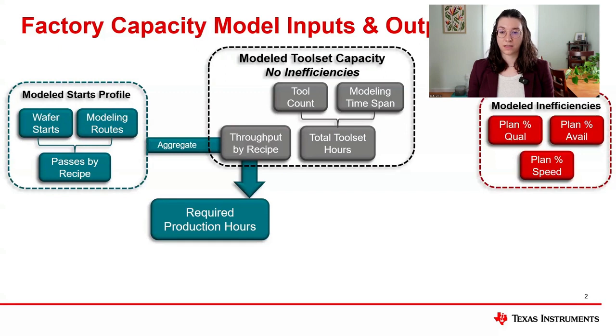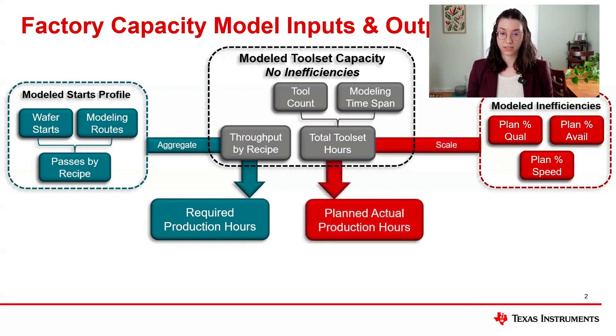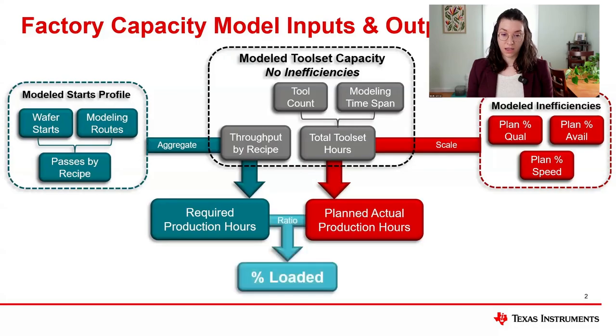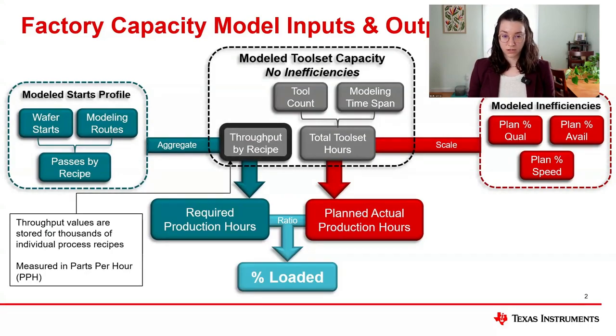We then take the inefficiencies that we expect to have for the tool set, and we use that to scale the total tool set hours, which gives us the planned actual production hours. And then the ratio of these two values gives us percent loaded. So that tells us whether or not we can run that planned profile or if we need to add or remove any wafers. So for this presentation, I'll be talking about throughput by recipe.